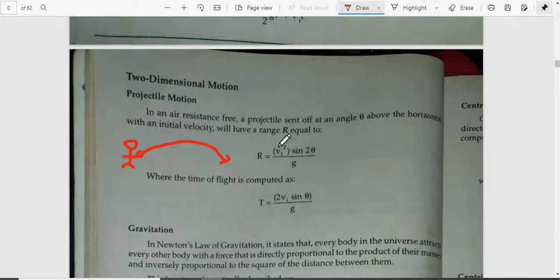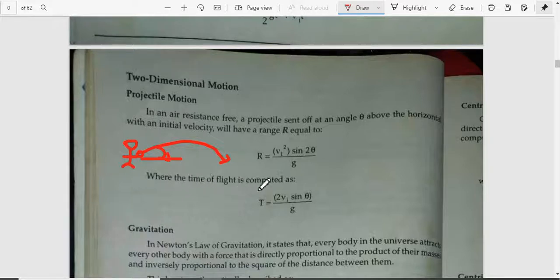Your range is composed of your Vi squared times sin 2 angle, over g. Your angle depends on how high or low you throw the object. Then you have your g. g signifies gravity. Initial velocity is the speed of your object as it leaves your hands.